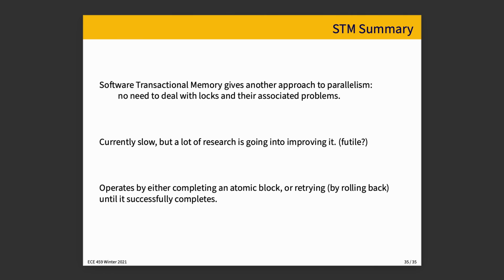And the important takeaway is that we are operating by completing an atomic block or retrying. That is, we speculate that we will be able to make all these changes, and then afterwards we check and see if that was correct. If it's not, then we go on and retry. If we were correct and everything worked out, then we're done, and maybe we saved some time because there was no need for locking or other such synchronization. Not too bad.